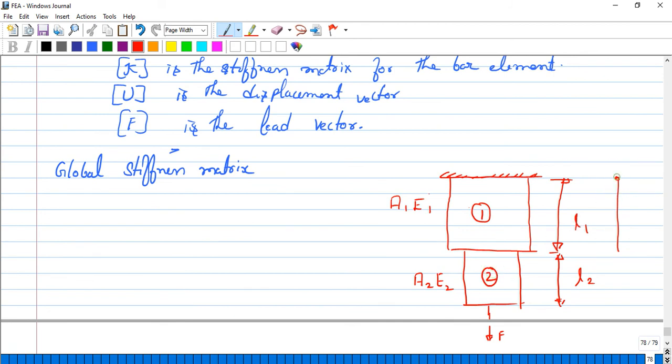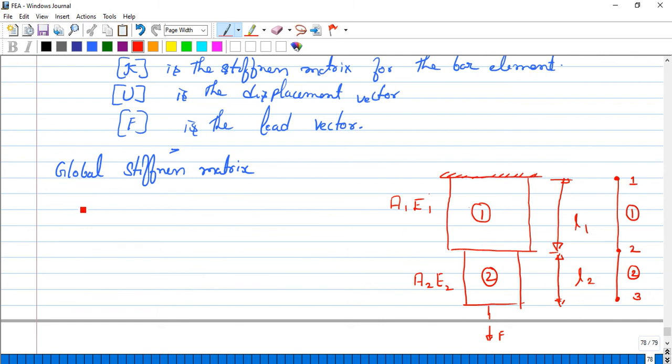Here it is fixed, it will be considered as node number 1, and we have a discontinuity in geometry. Remember the node numbering. When you have a discontinuity in the geometry, you should represent a node, that is the second node, and the load is applied at the free end, that is the third node. So in total we have 2 elements here. Now we shall understand how to derive the elements.